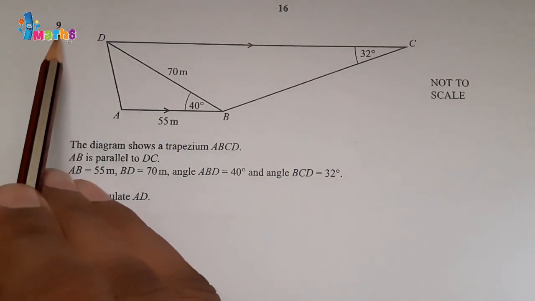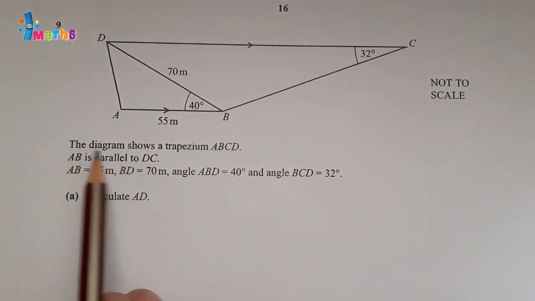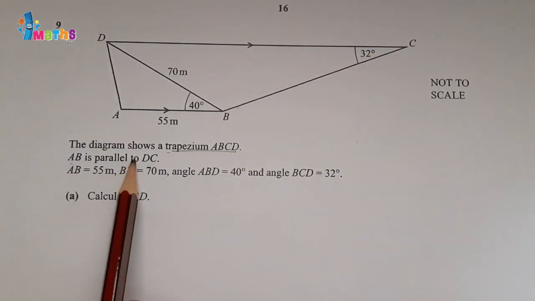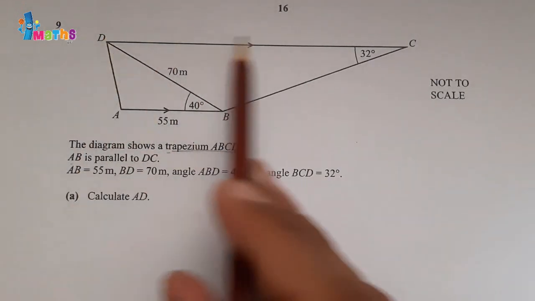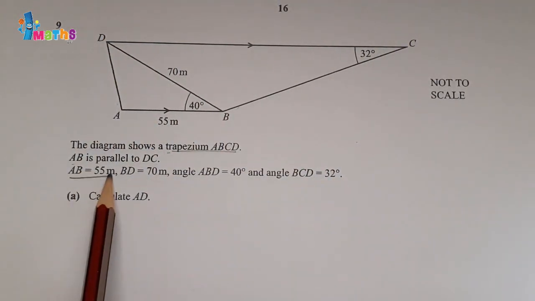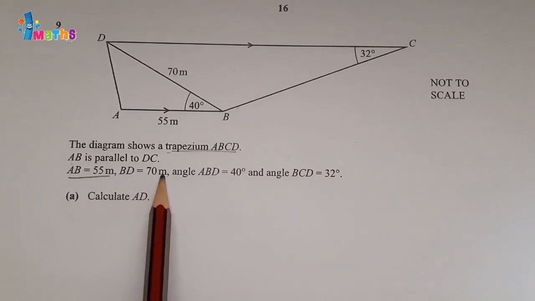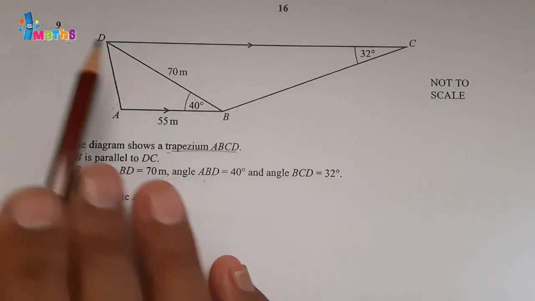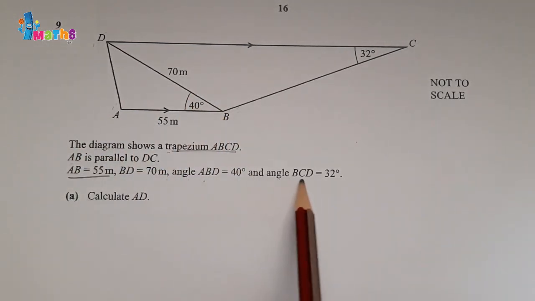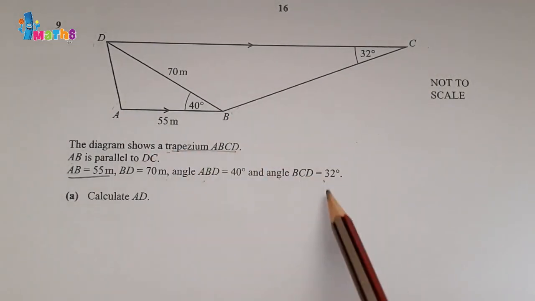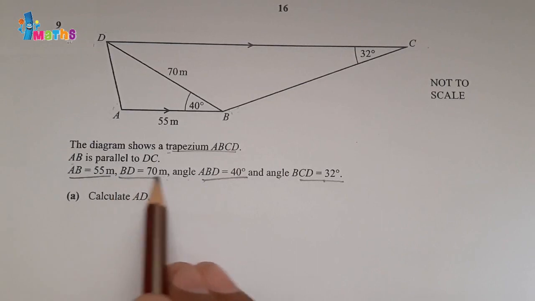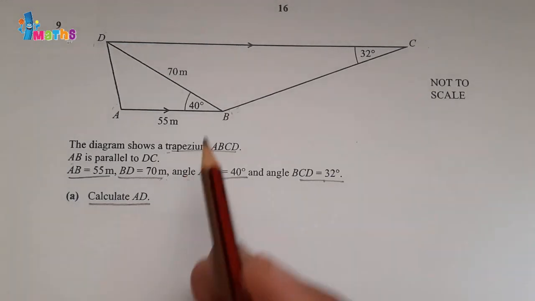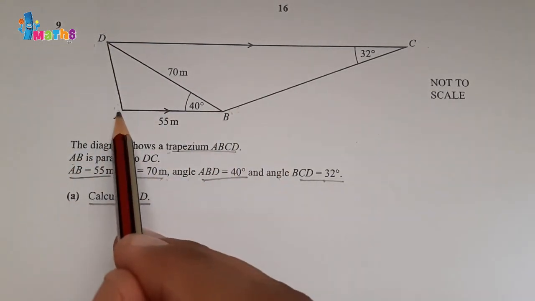Question number 9. The diagram is provided. The diagram shows a trapezium ABCD. AB is parallel to DC. AB is equal to 55 meters, BD is equal to 70 meters, and angle ABD is 40 degrees, and angle BCD is provided as 32. So these angles are provided and two lengths are also provided. Calculate AD. We have to calculate AD. This is our required length.